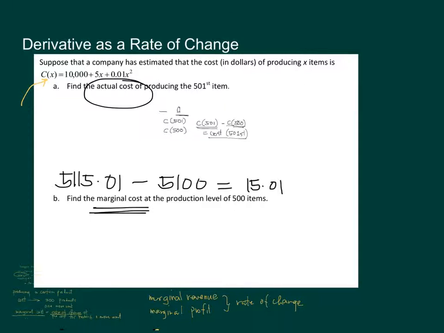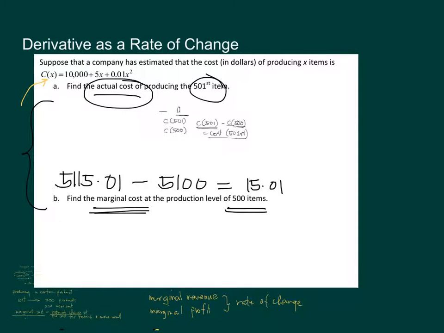Okay, so find the marginal cost at the production level of 500 items, meaning, so you have produced already 500 items. If you will decide to produce one more item, and that is the same as the 501st item, then the marginal cost will allow you to estimate the actual cost of producing one additional item.